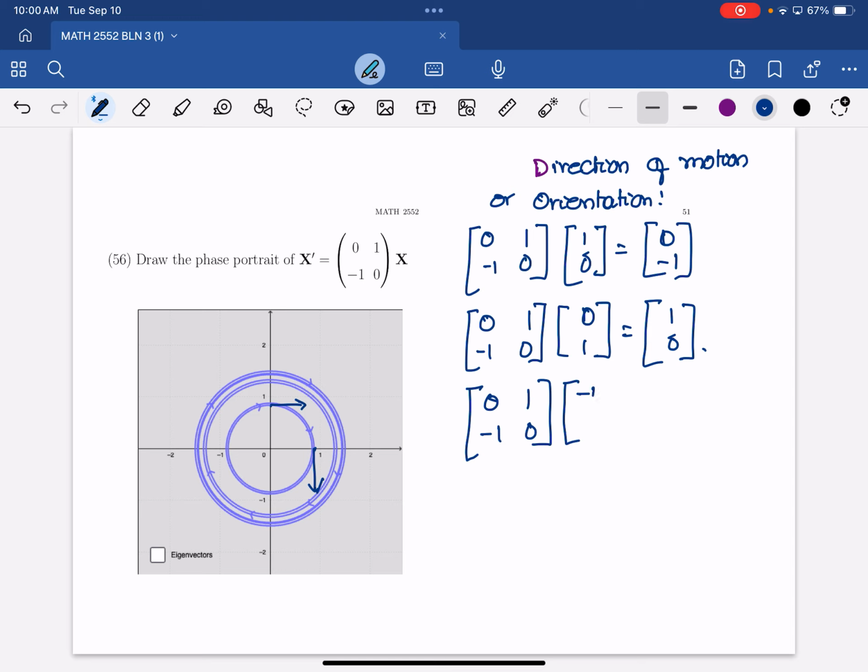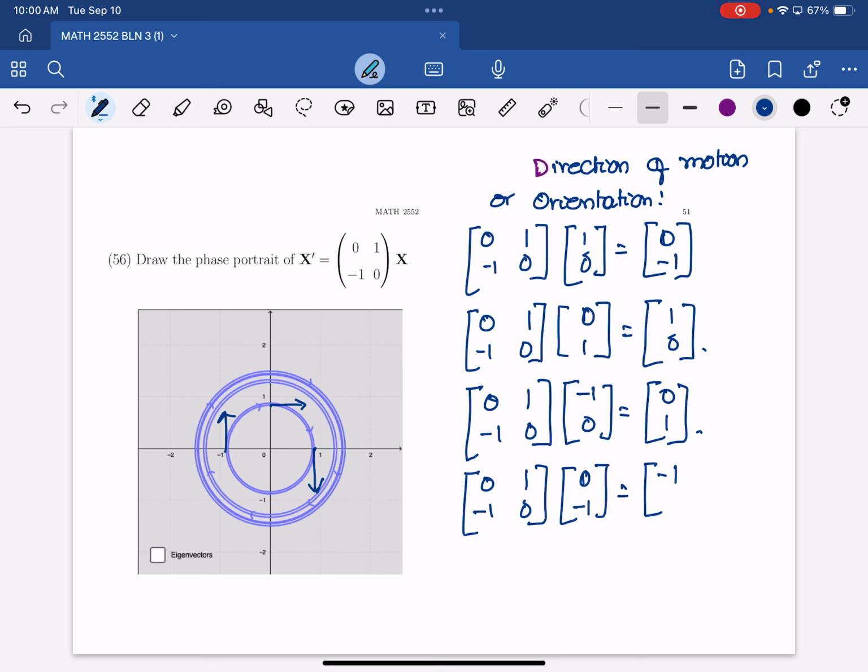So negative 1 and 0, so that gives me 0, negative 1. That tells me 0 units to the right side, 1 unit to the top, so I'm moving in that direction. The last one is 0, 1, negative 1, 0 times 0, negative 1, which gives me negative 1 and a 0, that means I'm going in this direction.